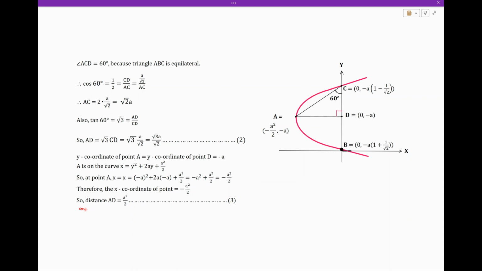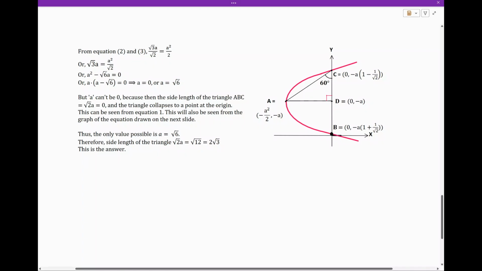So the distance AD square is equal to a square by 2. Why a square by 2? The x-coordinate of this point is minus a square by 2. The x-coordinate of this point is 0. So this distance will be the difference between the two x-coordinates, and that is a square by 2.